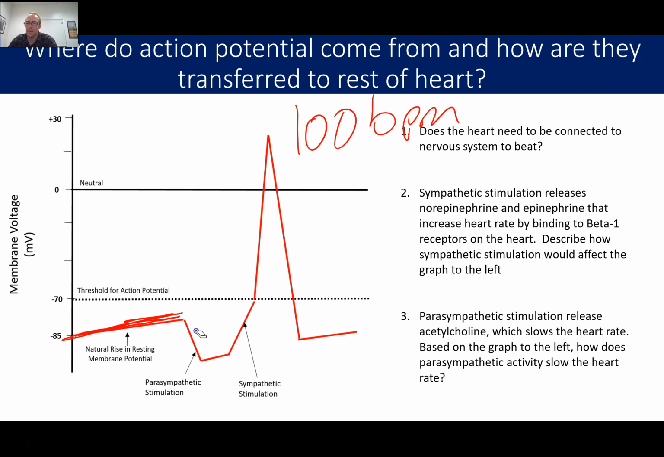On the flip side, sympathetic stimulation, like epinephrine, will bind to beta-1 adrenergic receptors on the heart that bring positive ions like calcium in, and it will get you up to threshold faster. And the faster you get to threshold, the faster your action potentials, the faster your heartbeat. Okay.